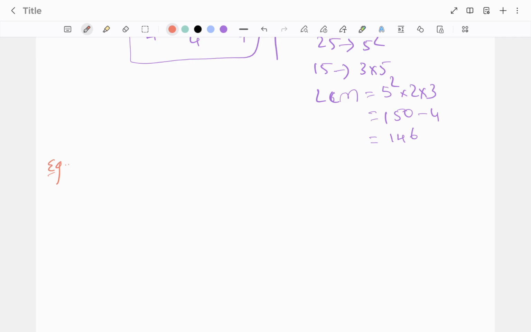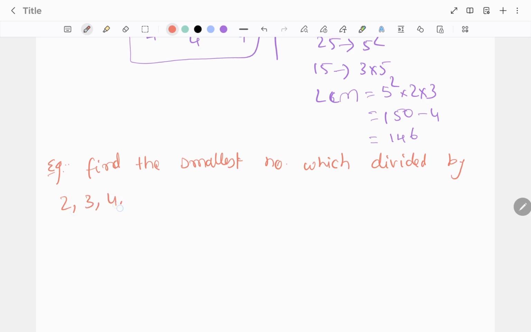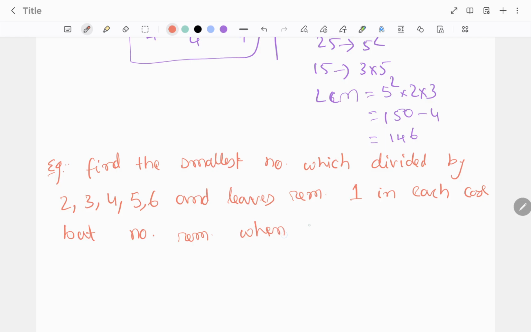Next, find the smallest number which is divided by 2, 3, 4, 5, 6 and leaves remainder 1 in each case, but no remainder when divided by 7.